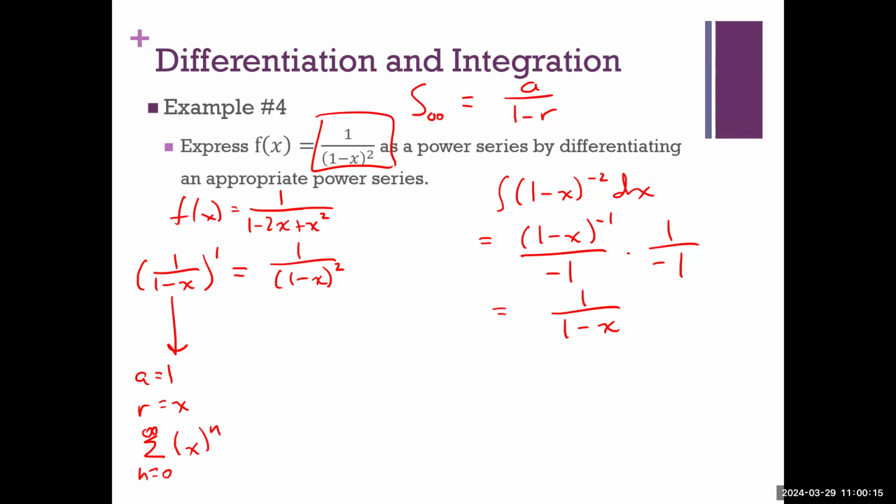Could you separate the f of x into two different functions, like one over something and then one over something else, and do it separately, or can you not do that? In general, you can. So now that you're mentioning it, I think you could split this up into 1 over 1 minus x times 1 over 1 minus x. I think that works too. But then if you break those both up into polynomials, what happens when you multiply those polynomials by each other?